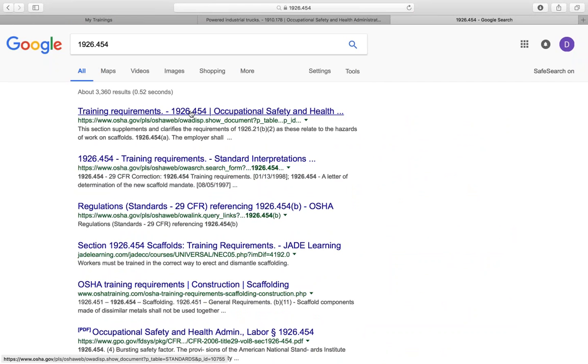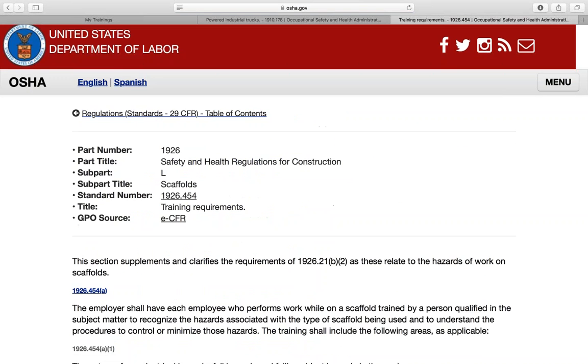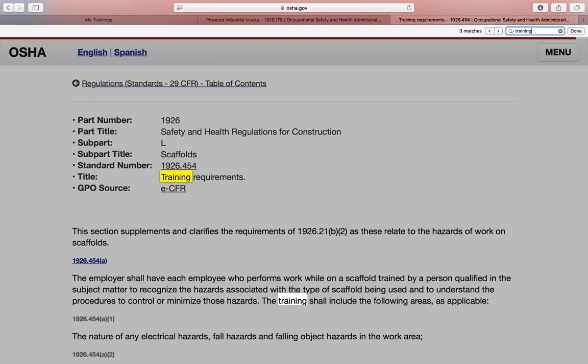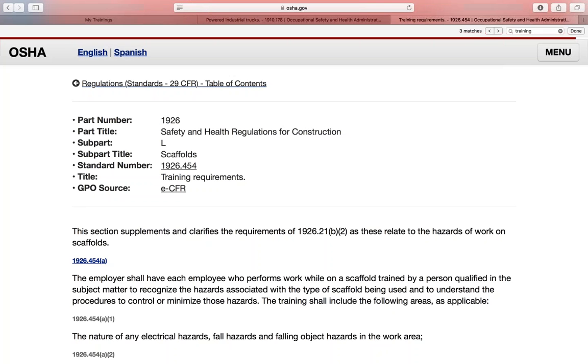Okay, so now I'm going to come here to 454. And now these are the training requirements for all types of scaffolds, including pole scaffolds, suspended scaffolds, and aerial lifts. Okay, folks? So there are the standards that you would follow. And then we're going to go ahead and move on, okay?